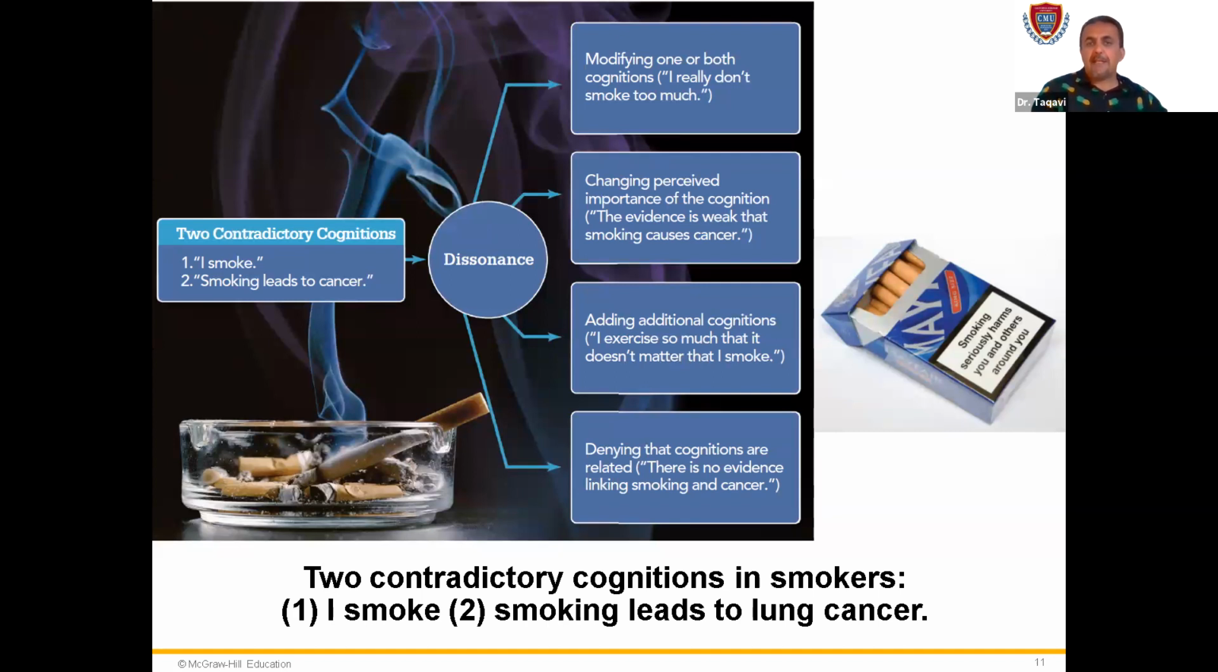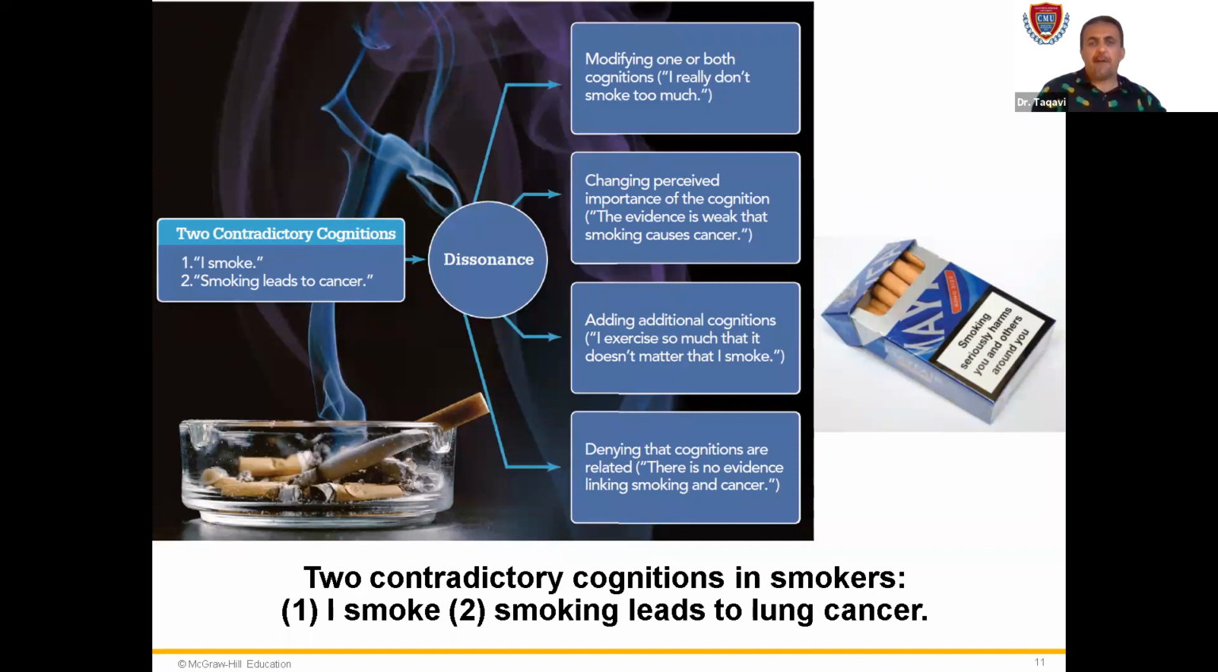And the third part, adding additional cognition. I exercise so much that it doesn't matter that I smoke. For example, I add some new information to those basic two contradictory beliefs, which created the cognitive dissonance. I add something new to modify and to change the dissonance. I say, yes, I smoke, and I know that smoking will lead to lung cancer, but I do sport exercises every day. Because of that, it is not important that I smoke. I am adding something as a new excuse for solving my dissonance, because dissonance can create a lot of stress in yourself.